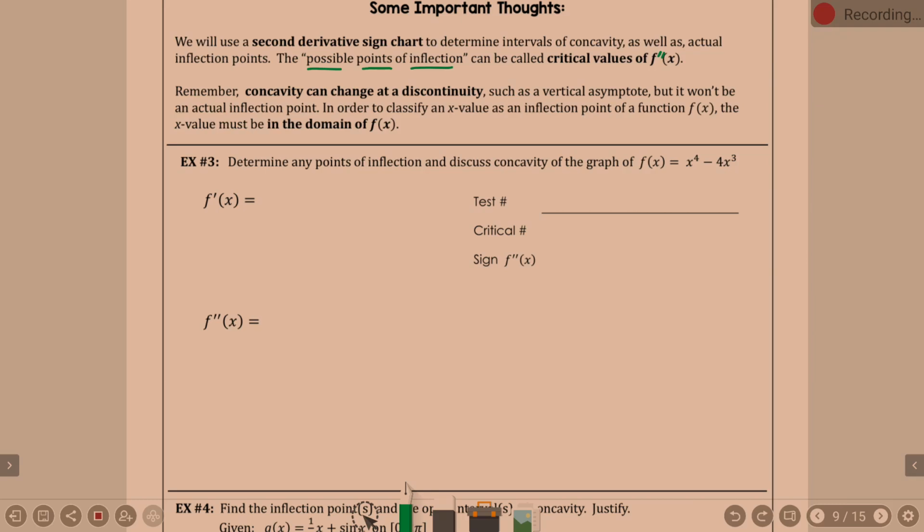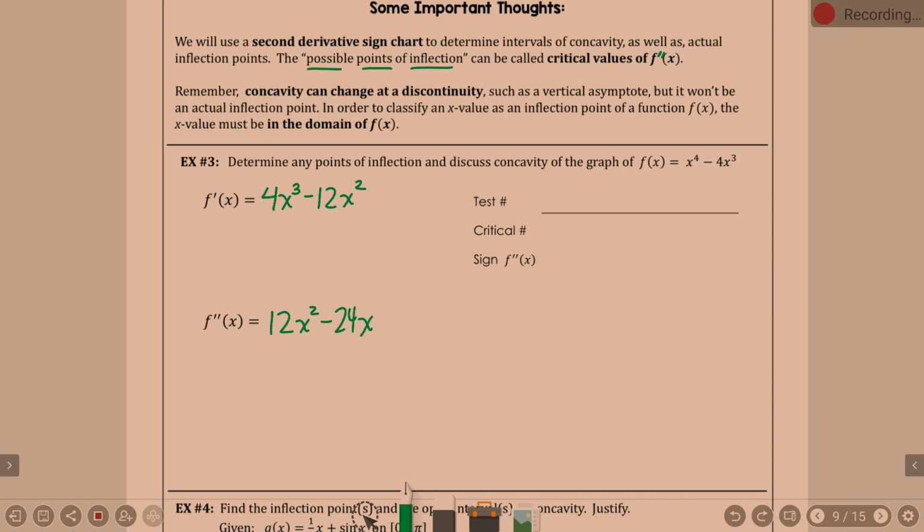Second derivative test here. In order to talk about the second derivative, we need to find the second derivative. So, what's the first derivative? 4x cubed minus 12x squared. We could set that equal to 0 and talk about critical points, but we're talking about the second derivative test here. So, what's my second derivative? 12x squared minus 24x.